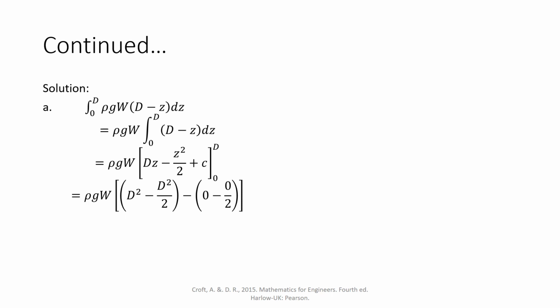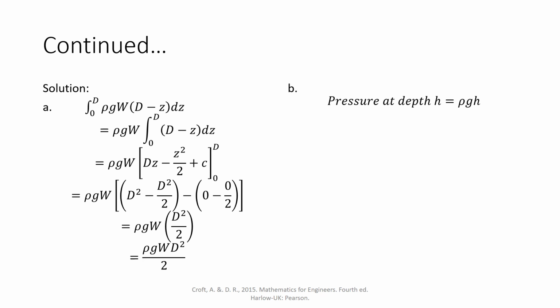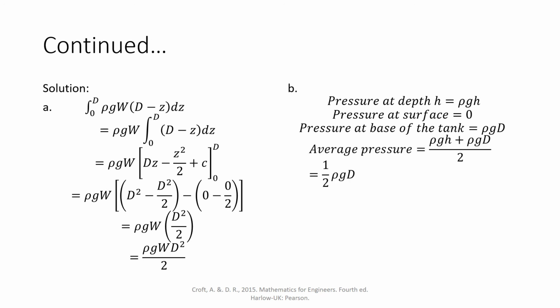Okay, in the next step I am plugging in this rho g w. They are constants, so I put them outside, and upper and lower limit in different brackets, they are done. After calculation it comes like this. Now let's come to part B. The pressure at depth is rho g h, any depth. The pressure at the surface is 0, and the pressure at the base of the tank, the whole height of the tank, is putting pressure on the bottom.